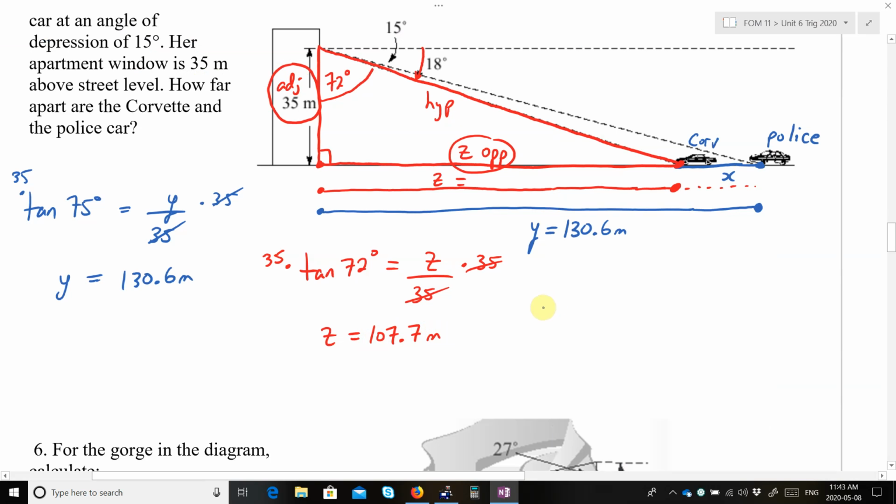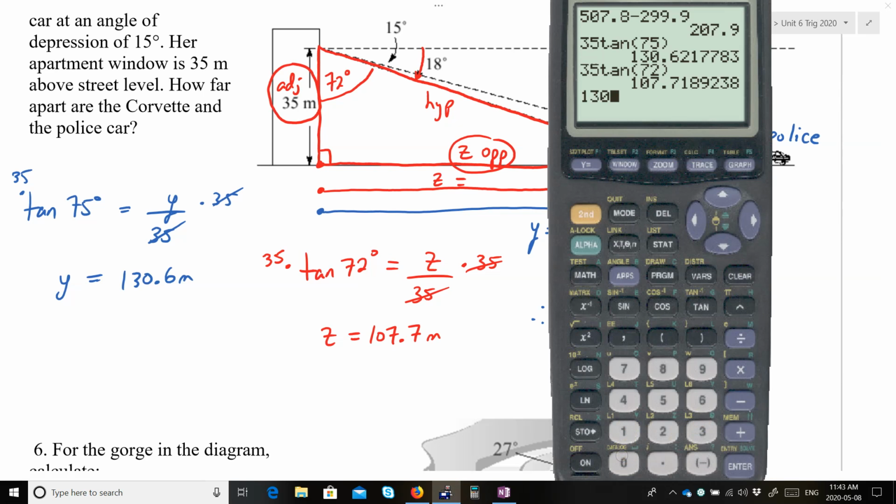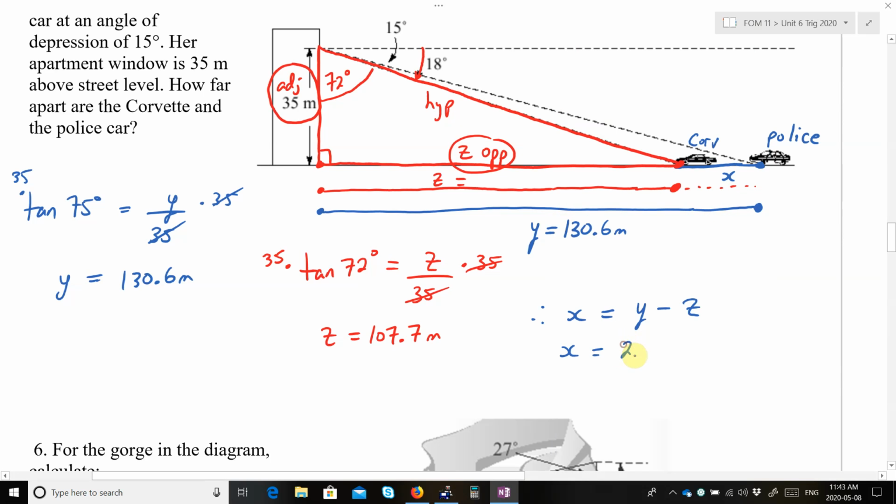Therefore, X, the distance between the Corvette and the police car, is equal to the whole big Y distance, the blue line, minus the Z. Y is 130.6, take away Z, 107.7, and we get 22.9 meters. Again, consistent with the answer key.